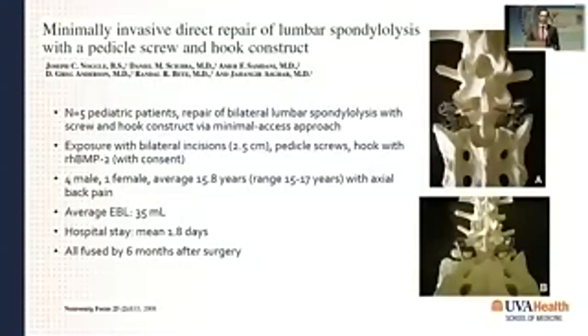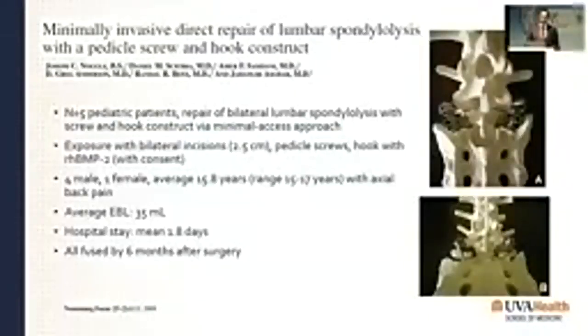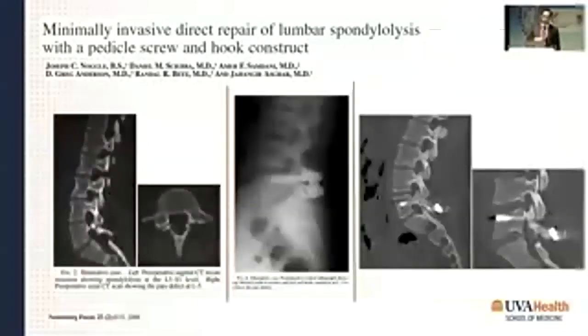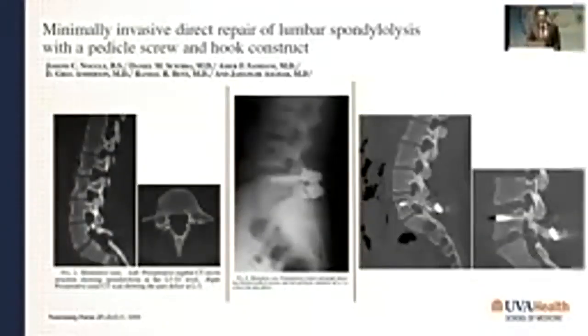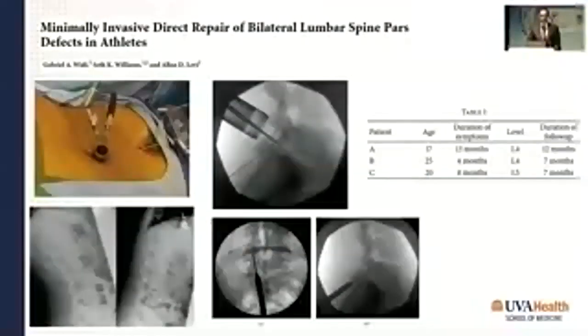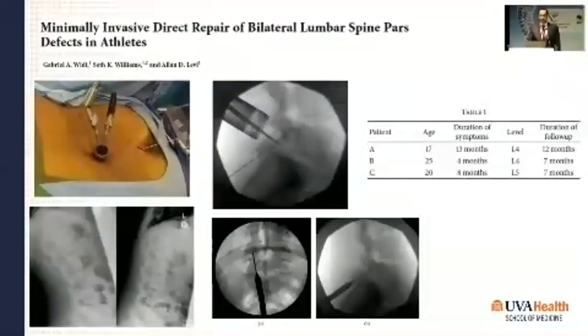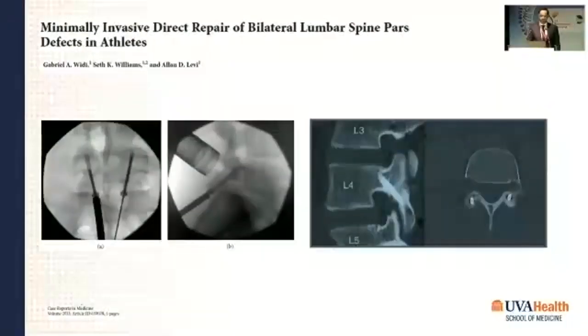Another method of using MIS techniques deals with pars defects. This was a paper out of Hopkins in 2008, 5 patients who underwent these hook and rod constructs in order to treat pars defects for back pain. All of these patients ended up being fused when looking at their postoperative CT scan. You can see on the right side. Again, good results. Dr. Levy's team in Florida used tubular retractors to repair the pars defect using Buck's technique. 3 patients, again, with good outcomes as well.